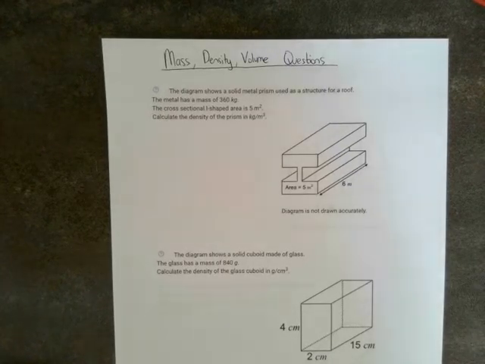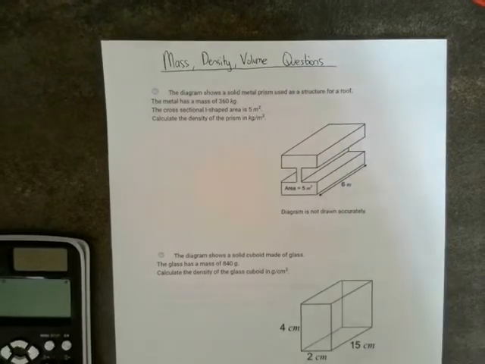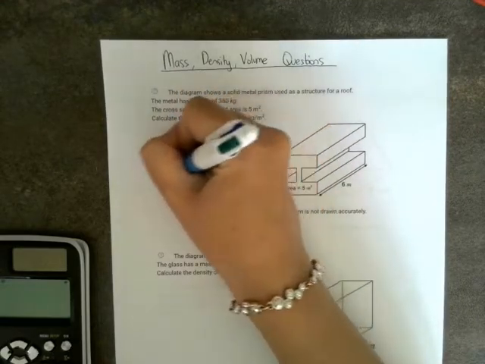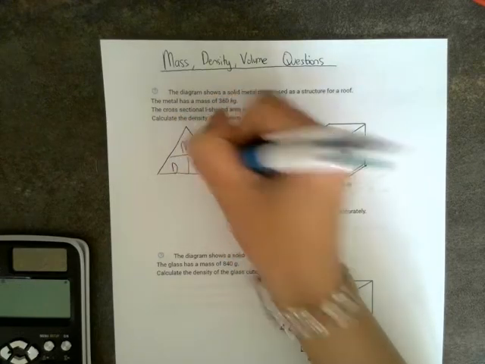Hi everyone, this is the second video now on mass density volume questions. So I'm going to use the same formula triangle as last time, where we've got the McDonald's at the top, and then the other two, remember, doesn't matter where they go.